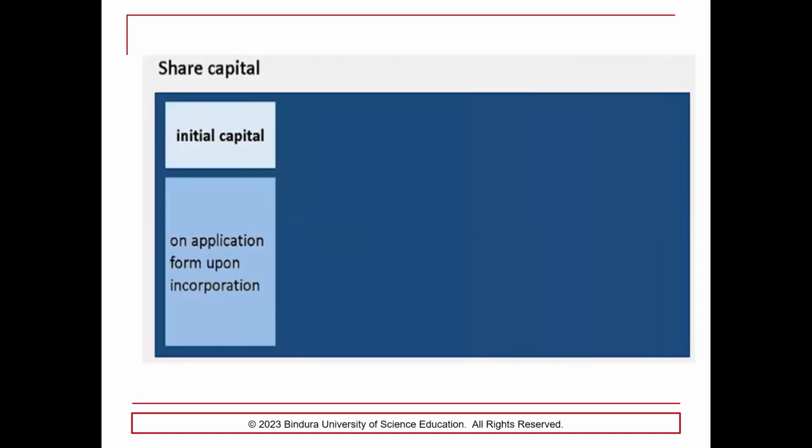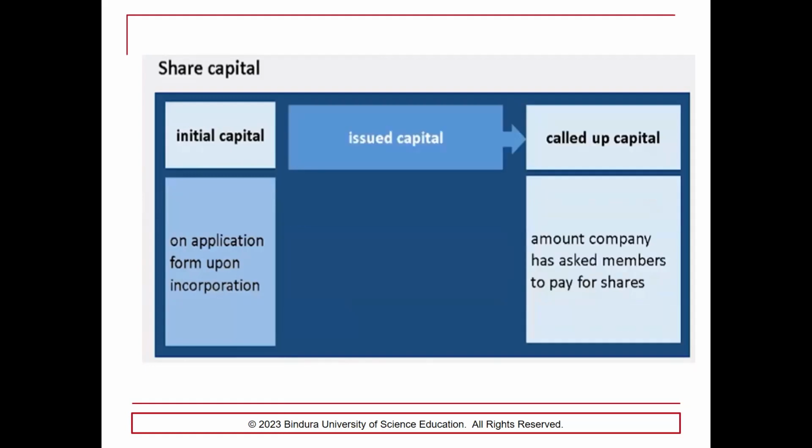When you start a company, what you need to decide is how much money you are going to invest in this particular business. So perhaps you are investing 100,000. The 100,000 that you want to invest in the business becomes your initial capital. On application for incorporation, or to register your company, you are going to say the amount of money that I'm going to invest in this particular company is going to be 100,000. Right, so that's the initial capital.